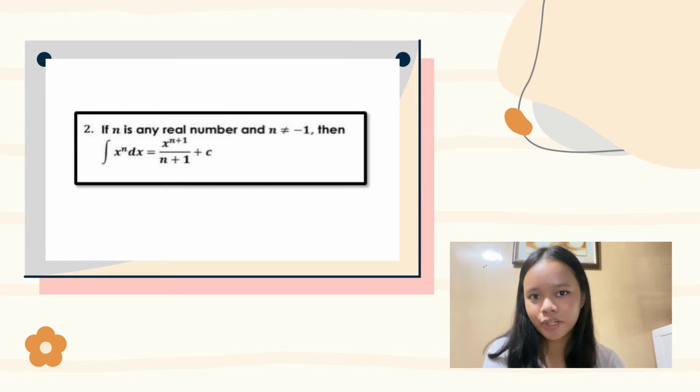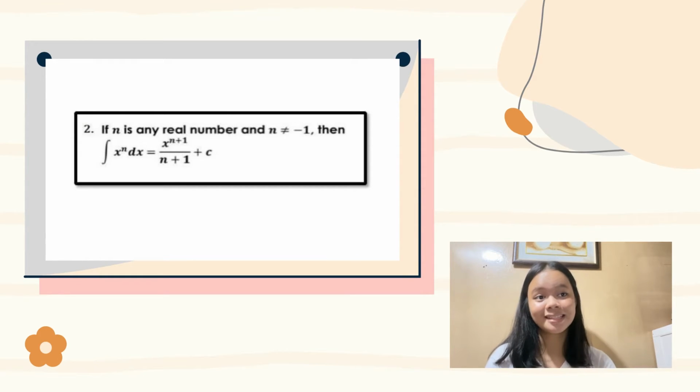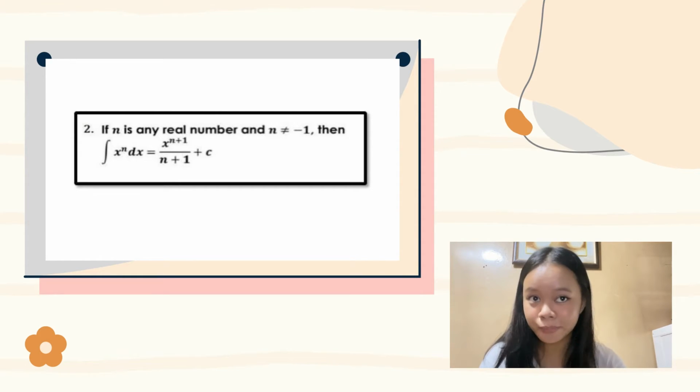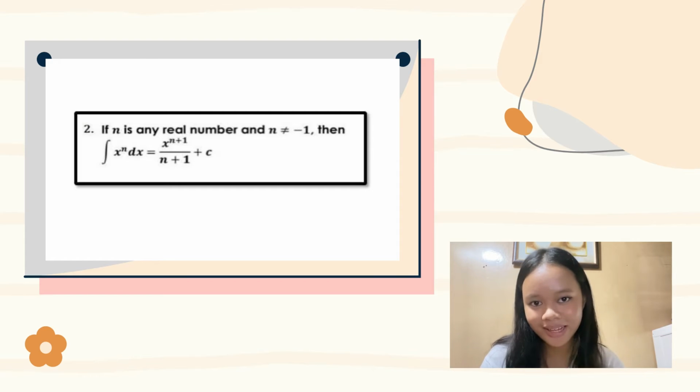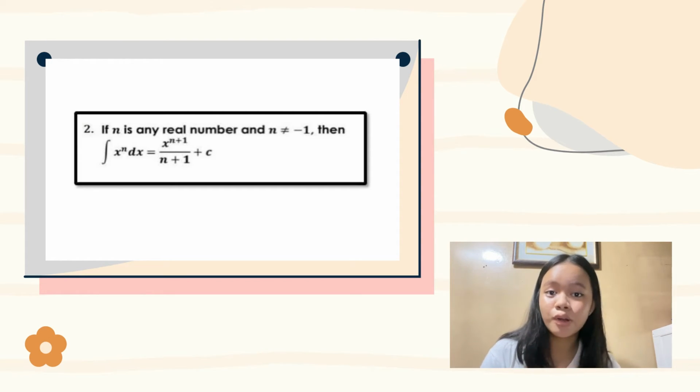Next, we have to apply theorem 2 in integrals, wherein it states that if n is any real number and n is not equal to negative 1, then the antiderivative of x raised to the power of n is equal to x raised to the power of n plus 1 over n plus 1, plus C.